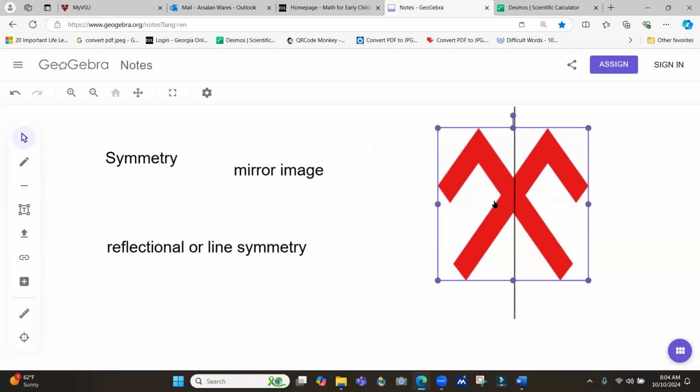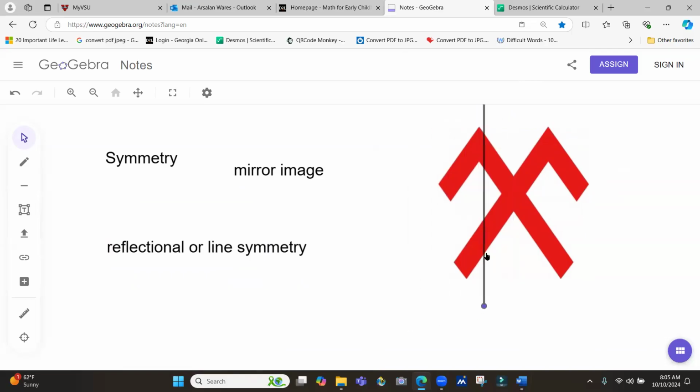So symmetry is about balance, but what kind of balance? If you can draw a line right through the middle, it doesn't have to be vertical, so that the left side is the image of the right hand side. Or another way to say it, if you fold it along that line, the parts of the picture will match each other, will match like your left hand matches your right hand.